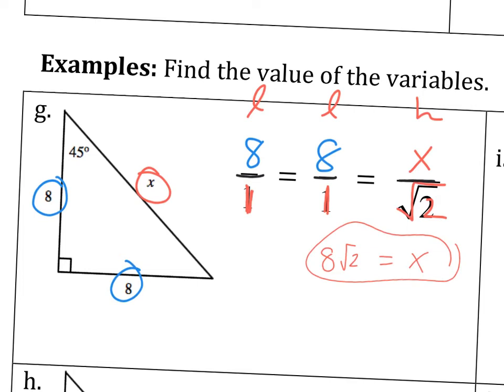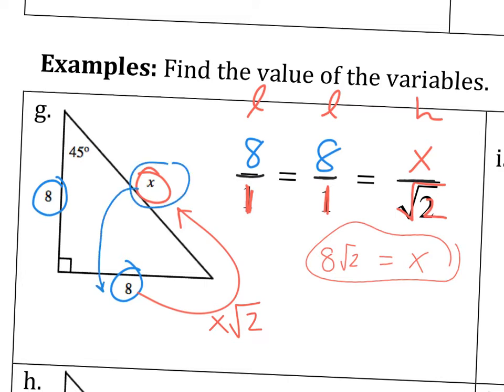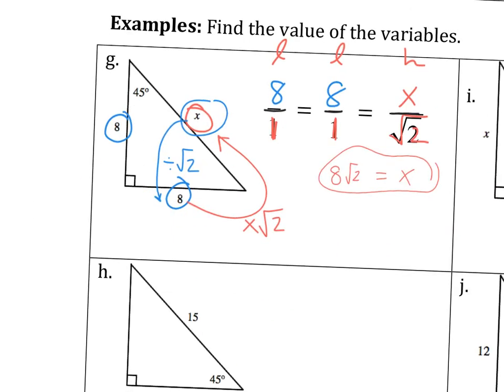Now, when you know the leg is 8, what would be a faster way just to get up to there? What you can simply do is just take that 8 and multiply by radical 2. Multiply by radical 2 to get to the longer. Which means, conversely, if I know the hypotenuse, to get to a leg, I have to divide by radical 2. And we'll unpack that in the next example here.